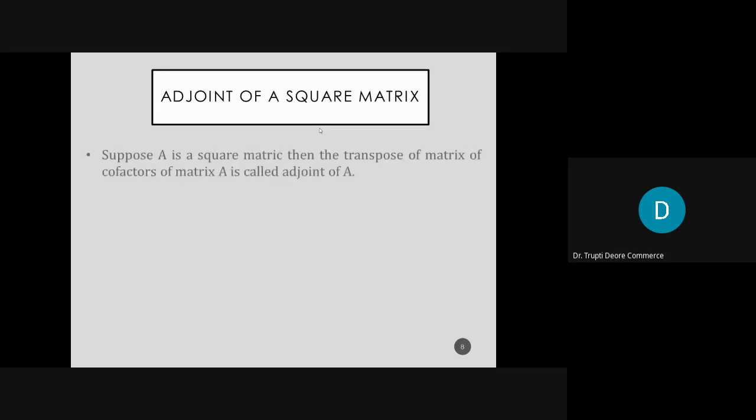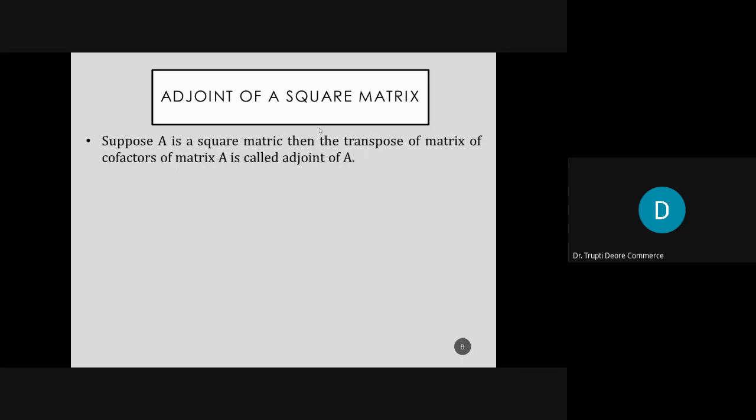So how will you calculate? Suppose A is a square matrix. Then the transpose of the matrix of cofactors of matrix A is called adjoint of A. It means you have to find the cofactors of the original matrix and then take the transpose. Do you know what transpose is? We saw it just now. In transpose, rows become columns and columns become rows.